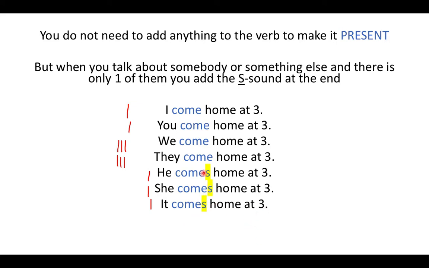So having the S at the end, you only need to use it when it says she or he or it. When it says any of these, or if it said Mark, because that's one other person, comes home at 3, or Julia comes home at 3.